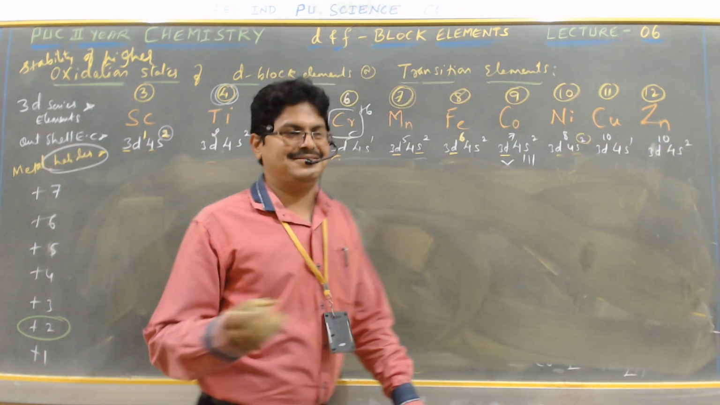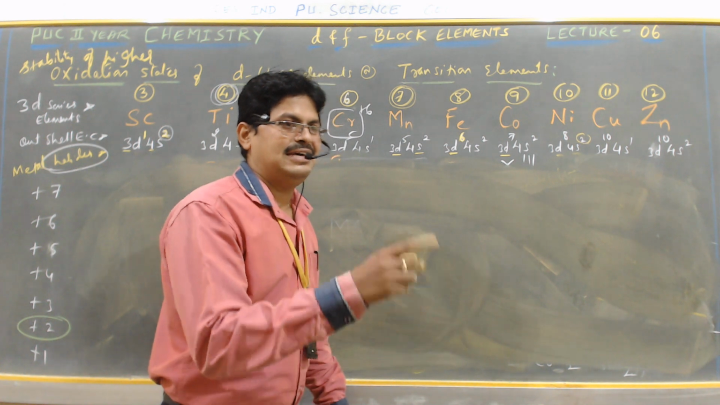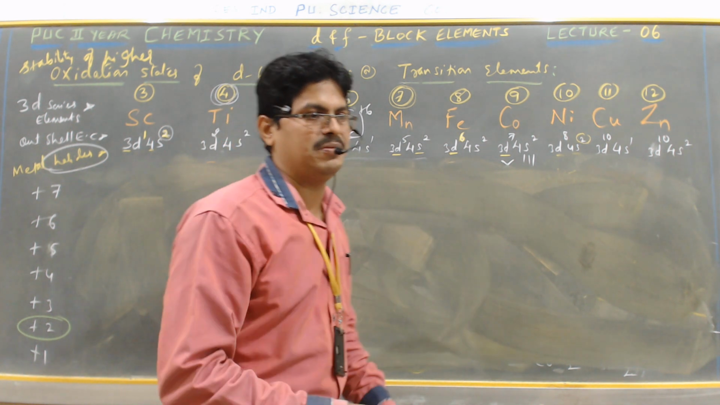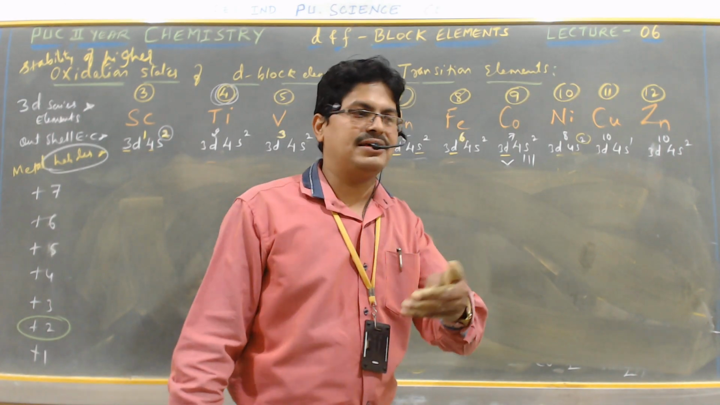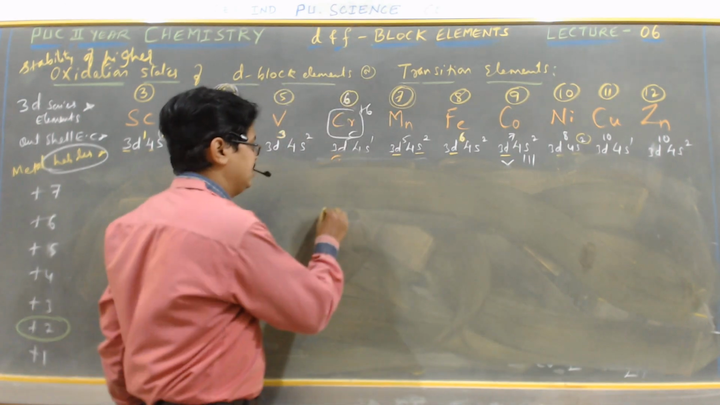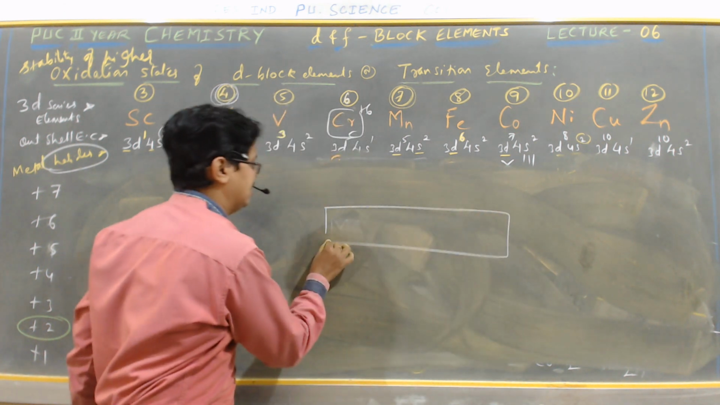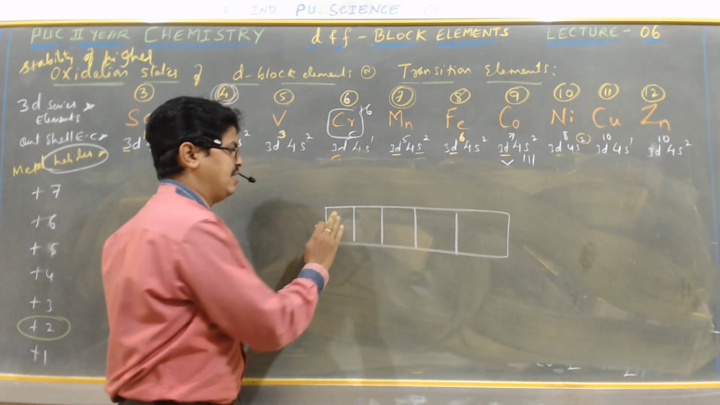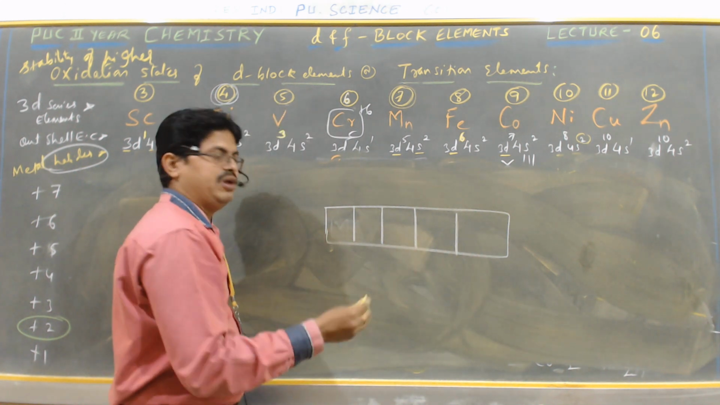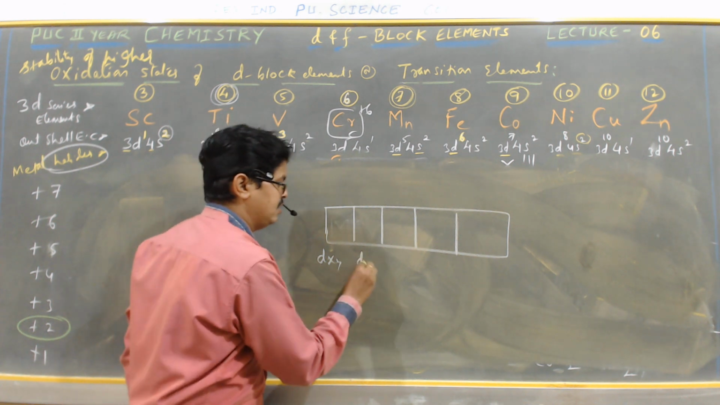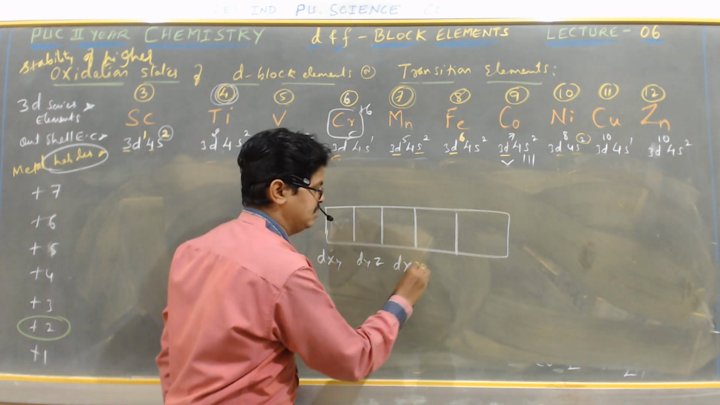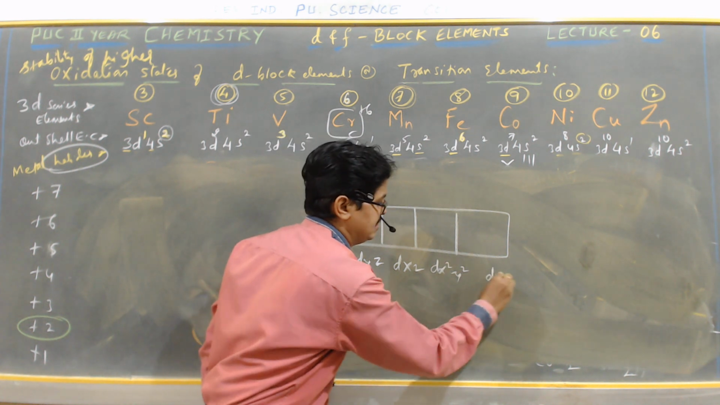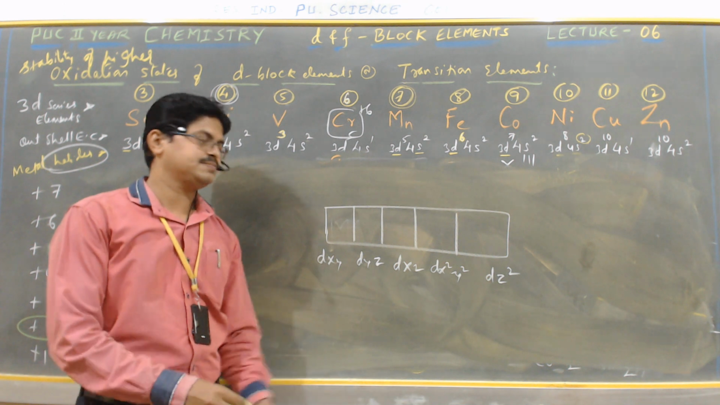Students, just now someone dropped a message. He is asking, sir, what is that you told, dxy, dyz, dzx, with respect to orbitals? Students, I think you have forgotten. In PUC first year you might have come across d orbitals. In that, there are a total of 5 suborbitals: 1, 2, 3, 4, 5. How are they named? dxy, dyz, dxz, dx2-y2, dz2. This is what I mentioned.